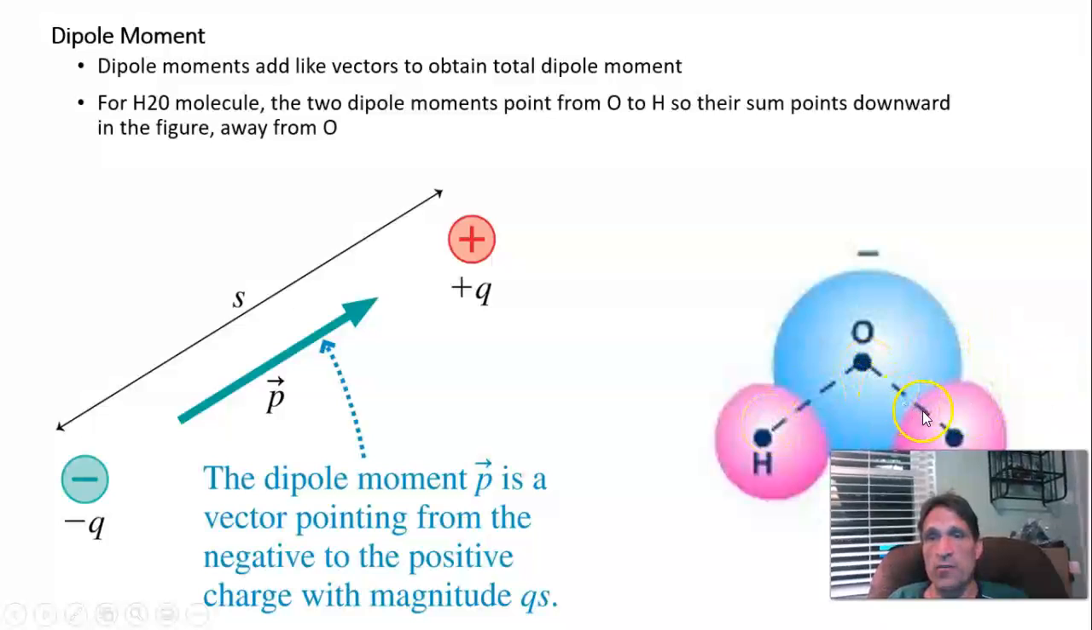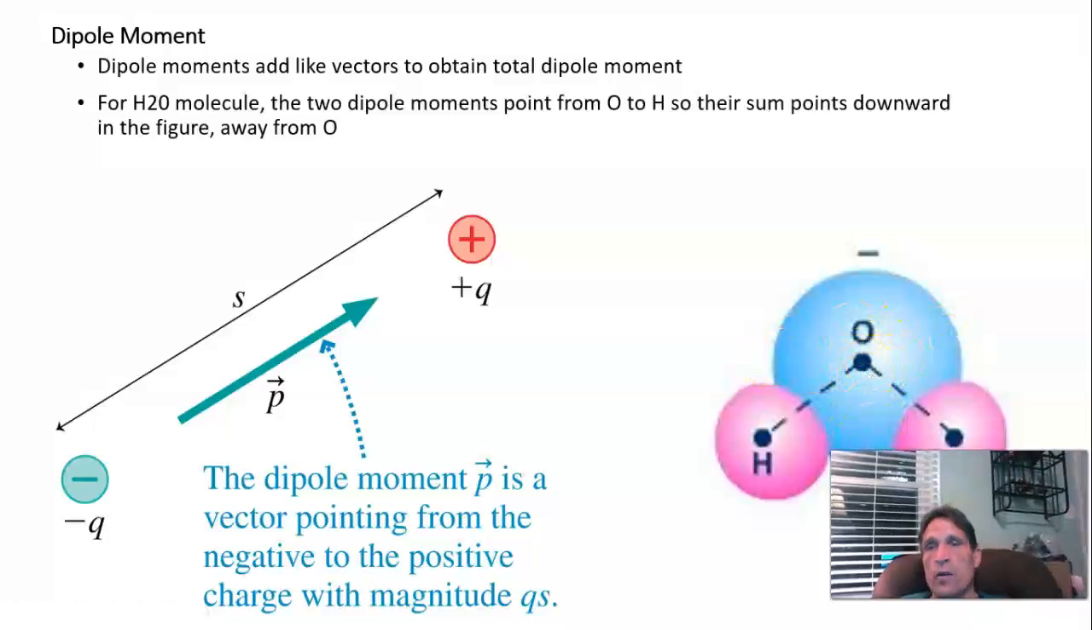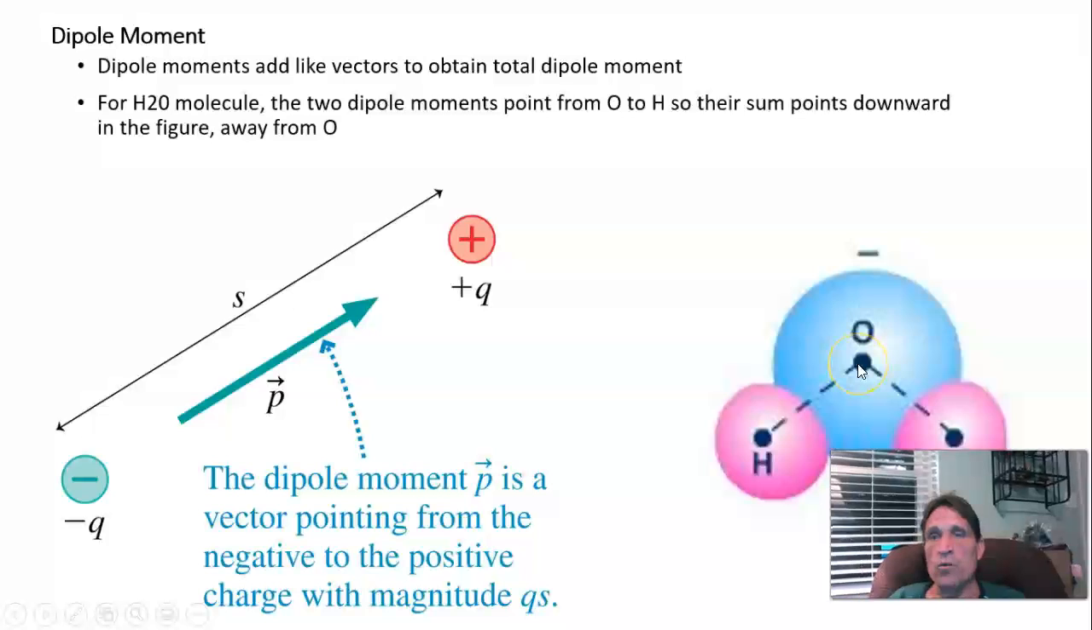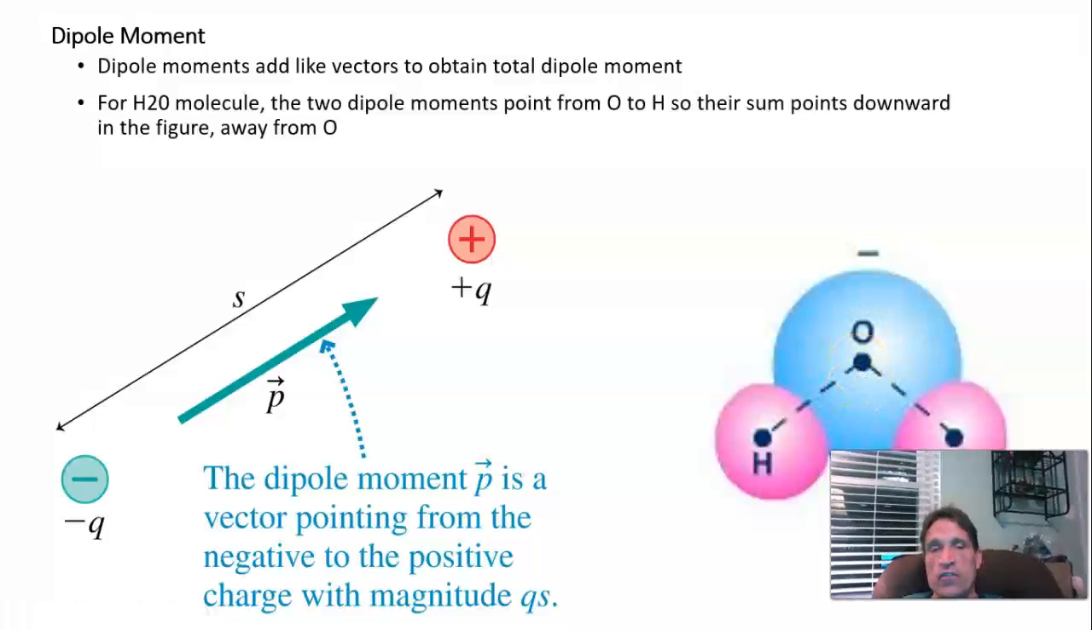Similarly, with this bond right here, the electrons aren't shared equally either. Remember, the negative charge tends to be closer to the oxygen, the net positive charge closer to the hydrogen, and so you have another dipole moment pointing from oxygen to hydrogen. To add up the 2 dipole moments to get the total, their horizontal components cancel, the verticals add, and the net dipole moment for a water molecule points downward away from the oxygen.